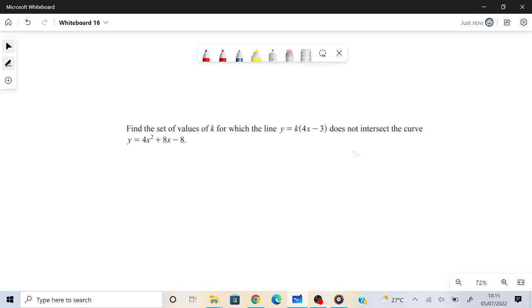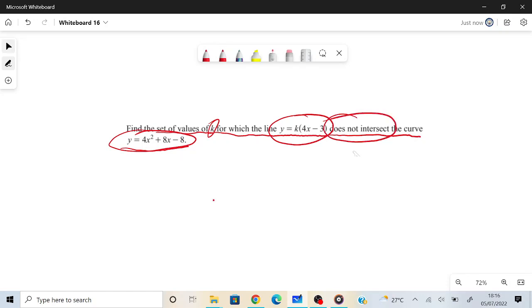Right, so this is how a question on discriminant looks like. It says find the set of values of k for which the line y equals k(4x minus 3) does not intersect the curve y equals 4x squared plus 8x minus 8. So we need to get a couple of pieces of information here. We know that we're trying to get something for k. We have 2 equations, y equals k(4x minus 3), and y equals 4x squared plus 8x minus 8. And we also have the information that it does not intersect the curve.